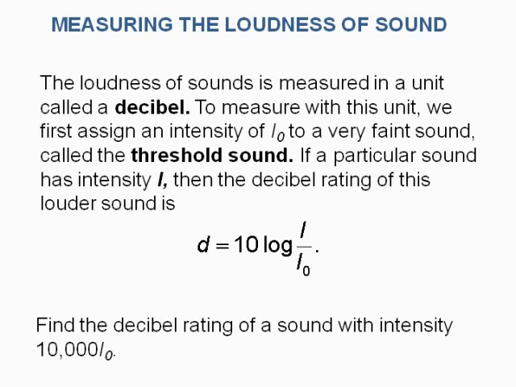It says the loudness of sounds is measured in a unit called a decibel. To measure with this unit, we first assign an intensity of I sub 0 to a very faint sound called the threshold sound. If a particular sound has intensity I, then the decibel rating of this louder sound is given by this equation. So the decibel equals 10 times the log of I divided by I sub naught.